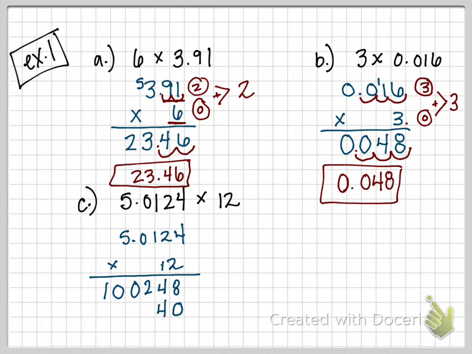1 times 4 is 4. 1 times 2 is 2. 1 times 0, 1 times 1 is 1. 1 times 0 is 0. Then what do we do with these? Add. Okay, 8 plus 0 is 8. 4 plus 4 is 8. 2 plus 2 is 4. 1, 0, 6.